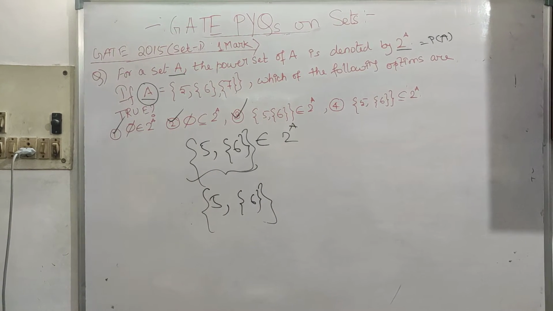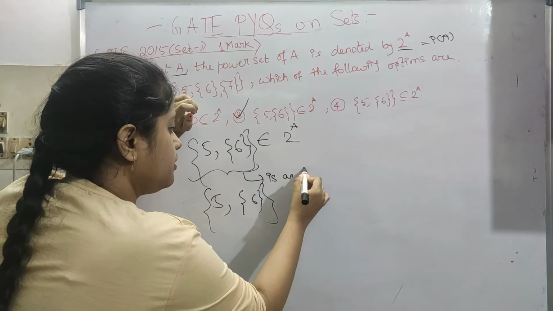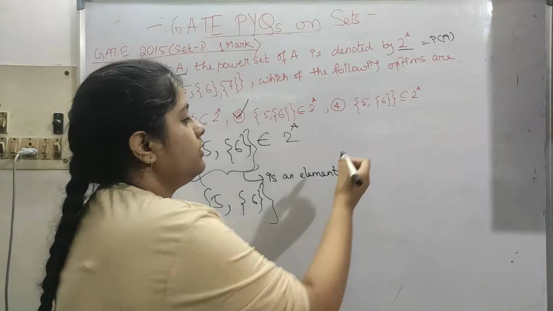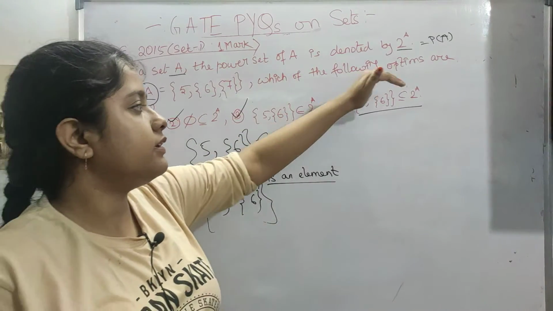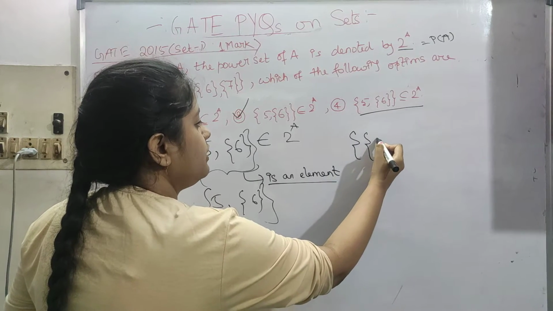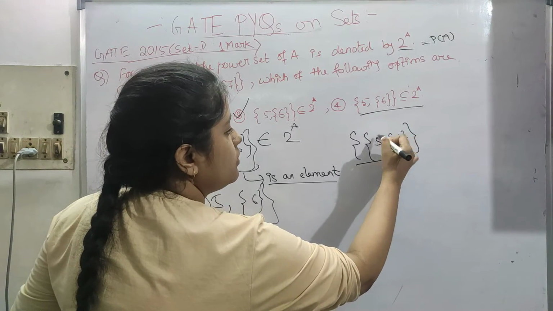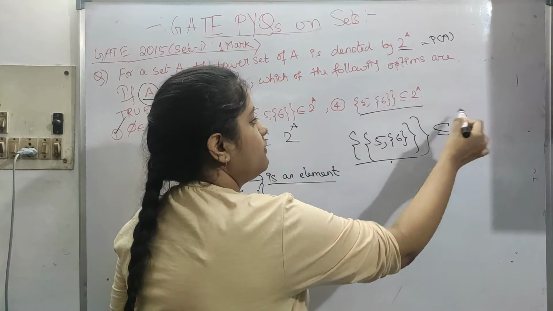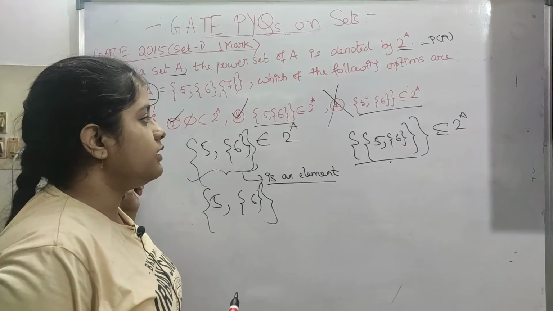So I was telling, 5 and this thing is an element. So an element cannot be present in a subset of the power set. To be present in a subset of this power set, this has to be a subset. So we have to take it like this, with another brace. If this was present, this would have been a subset of the power set, but this is not. This is very important. Maybe it looks similar, but it is not.